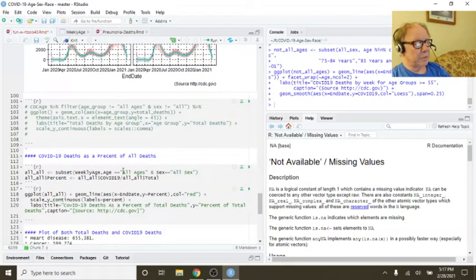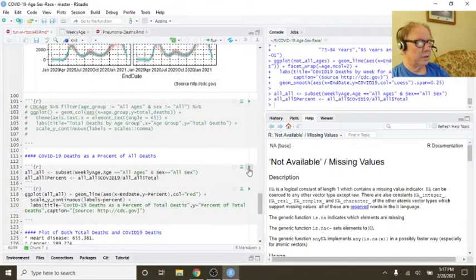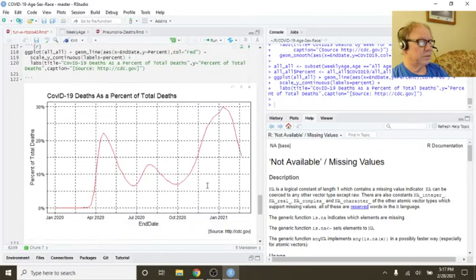Let's see, deaths as a percent of all deaths. Okay. So once again, the COVID-19 deaths as a percentage of all major diseases has fallen down to about 15%, following a high of almost 30% back in January.